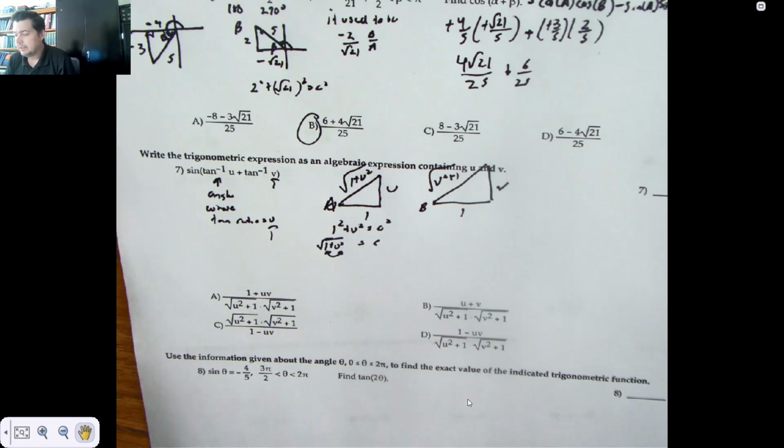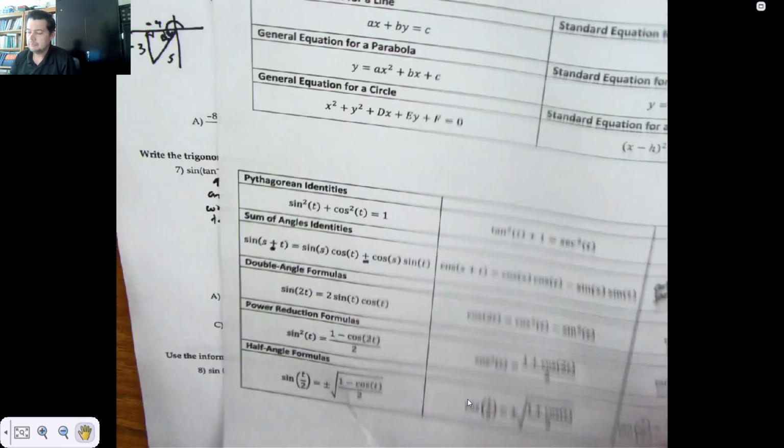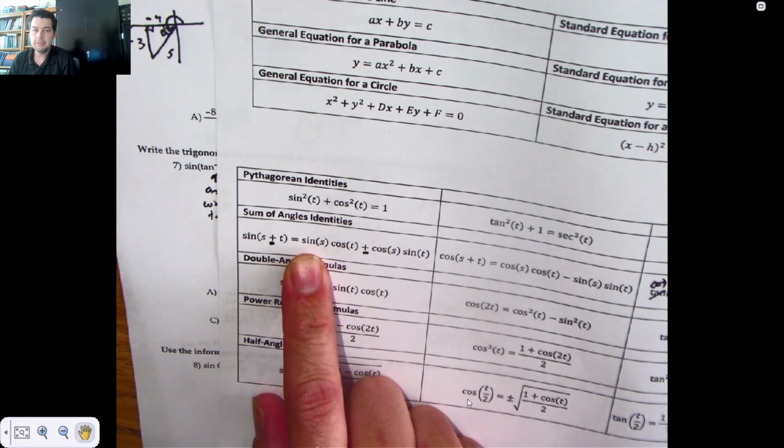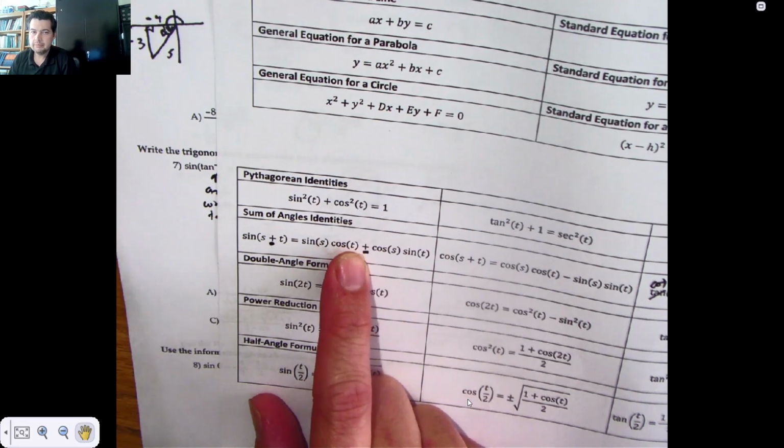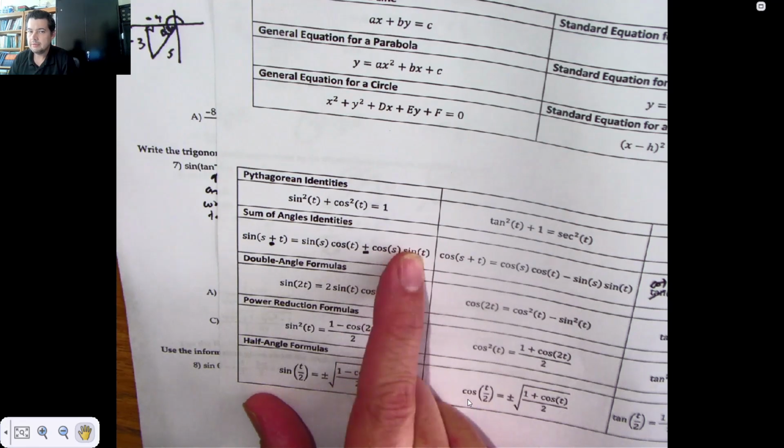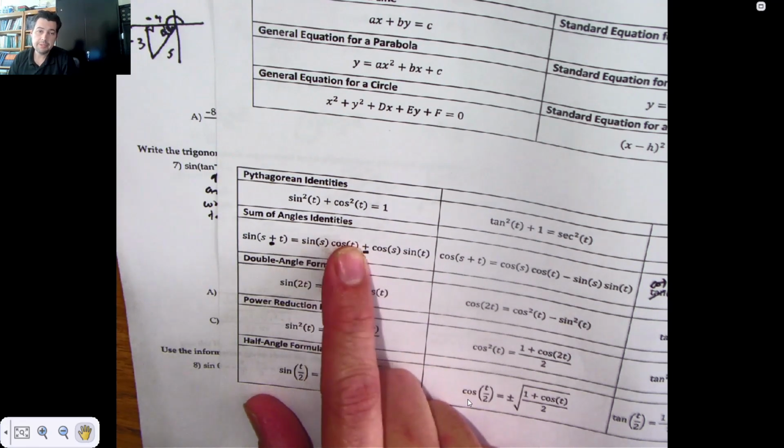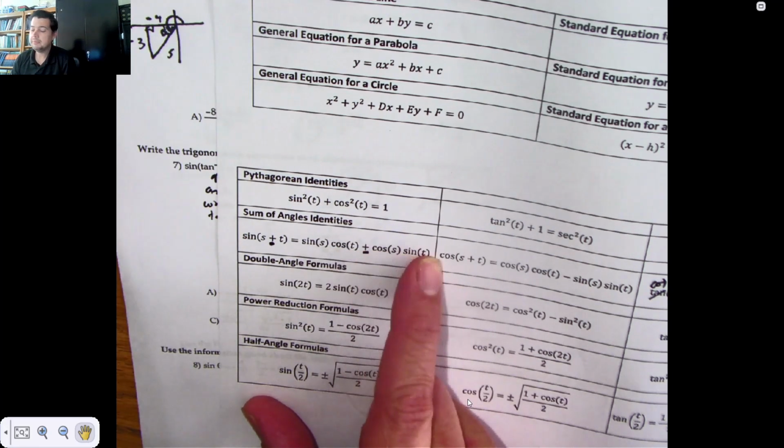We have the sine of something plus something. Sine of something plus something. It's right there. Sine of A, cosine B, plus cosine A, sine B. So that's what I'm looking at.